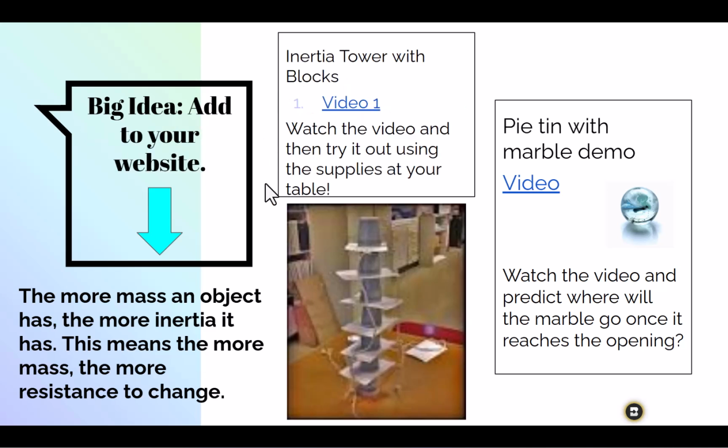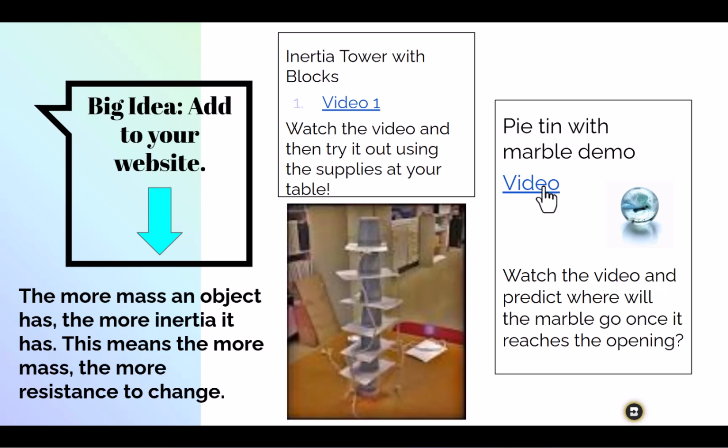It's time to explore inertia further. You're going to look at two examples, the inertia tower with blocks and the pie tin with the marble. You'll start first by watching the video on the inertia tower with blocks. Once you do that, you can ask your teacher for the blocks to try this on your own.